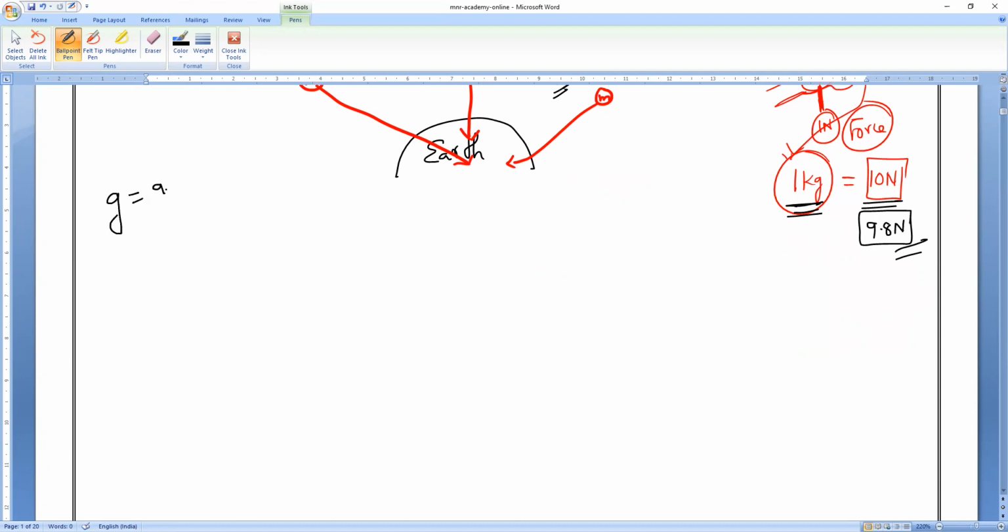What is the g value? Everybody, either 9.8 meter per second square or we will say 10 meter per second square. So that is what you have to remember.